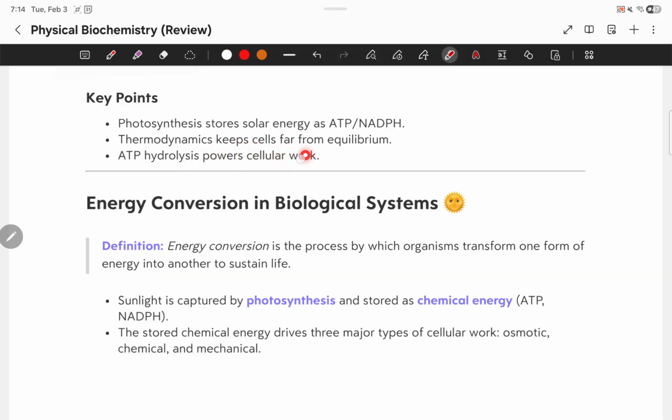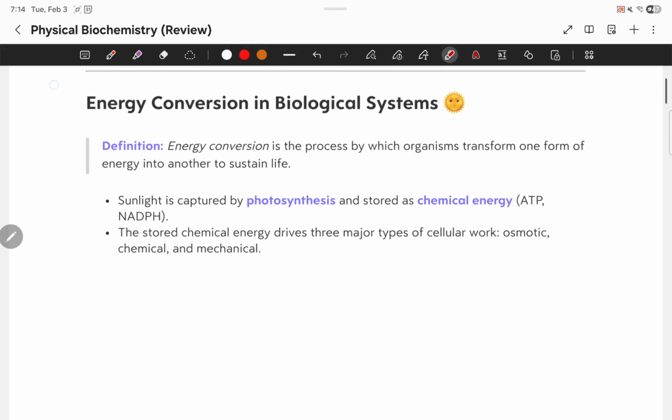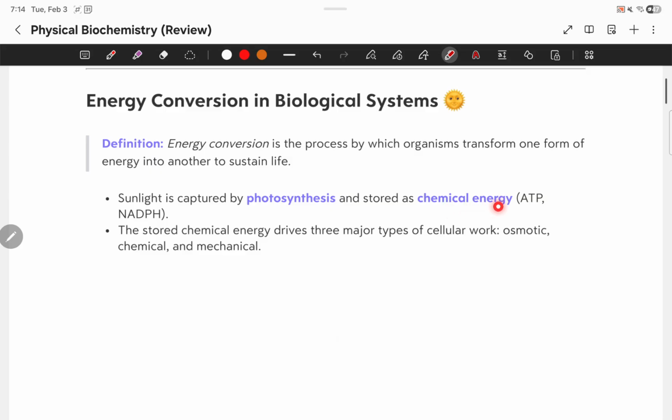Thermodynamics keeps cells far from equilibrium. ATP hydrolysis powers cellular work. Okay? Now, energy conversion in biological systems. Energy conversion is a process by which organisms transfer one form of energy into another to sustain life. Sunlight is captured by photosynthesis and stored as chemical energy such as ATP and NADPH.